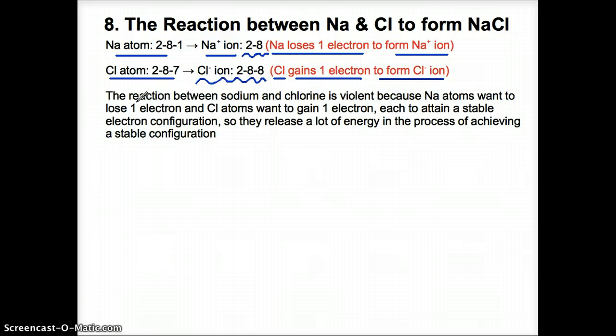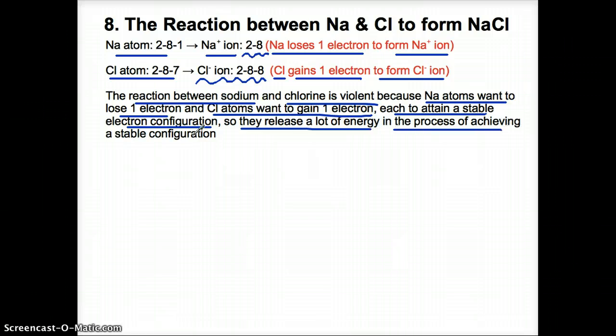So as you can see here, the reaction between sodium and chlorine is violent because Na atoms want to each lose 1 electron, and Cl atoms each want to gain 1 electron, each to attain a stable configuration. So the Cl atom will gain 1 valence electron from the Na atom, thereby giving you the Na+ and Cl- ion configurations, as you can see here. And as a result of their stability, they will release a lot of energy in the process of achieving a stable configuration, therefore forming the more stable compound NaCl. NaCl is more stable than either element was alone.